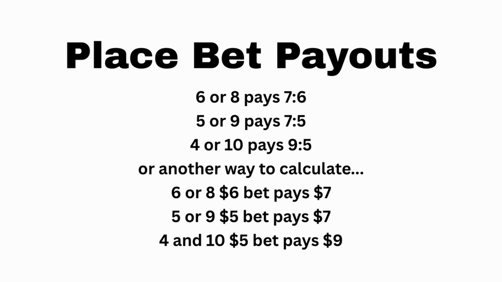Place bet payouts and the math. 6 or 8 pays 7 to 6. 5 or 9 pays 7 to 5. And 4 or 10 pays 9 to 5. That's why I start with the 6 or 8. These hit the most often.